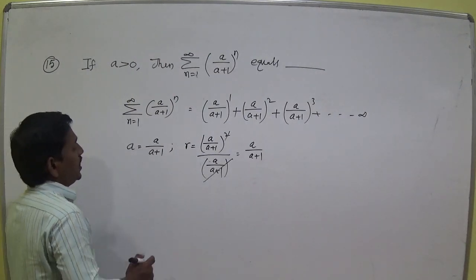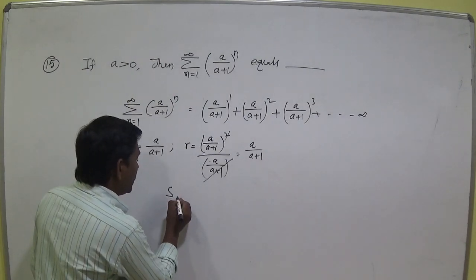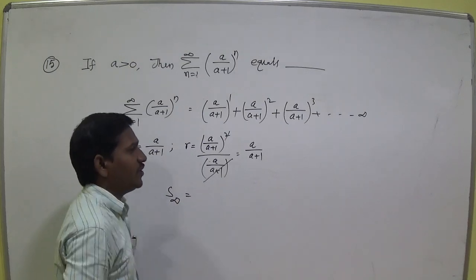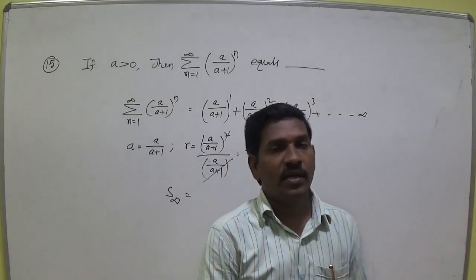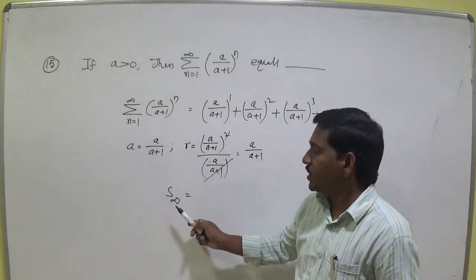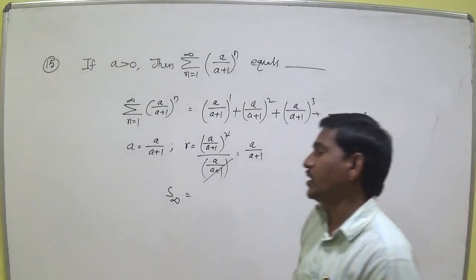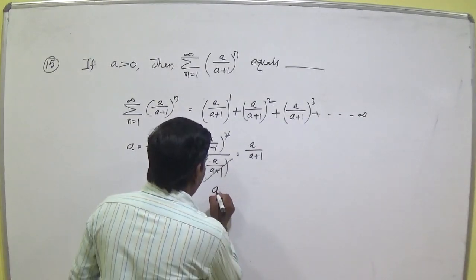And what is the sum of infinity formula? What is the sum of infinity? A by 1 minus r. Sum of infinity, S infinity equal to a by 1 minus r.